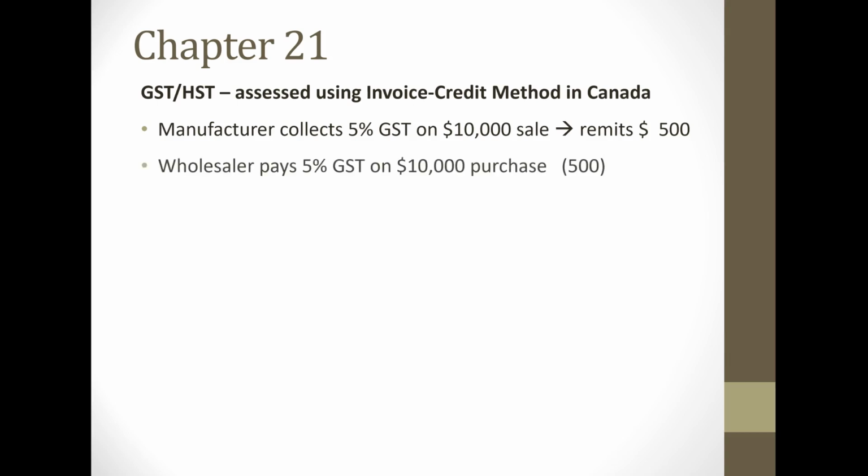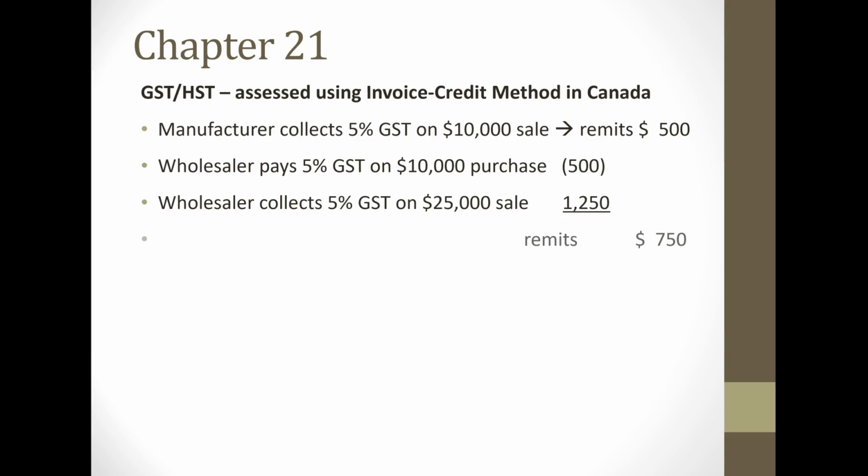Now, the wholesaler will have paid that $500 GST to the manufacturer. They're going to get credit for that. Now, when the wholesaler sells that item to the retail store, they're probably going to mark it up. Let's say they mark it up to $25,000, and so they're going to collect $1,250 from the retail store, and so they're going to remit the difference of $750 to the government.